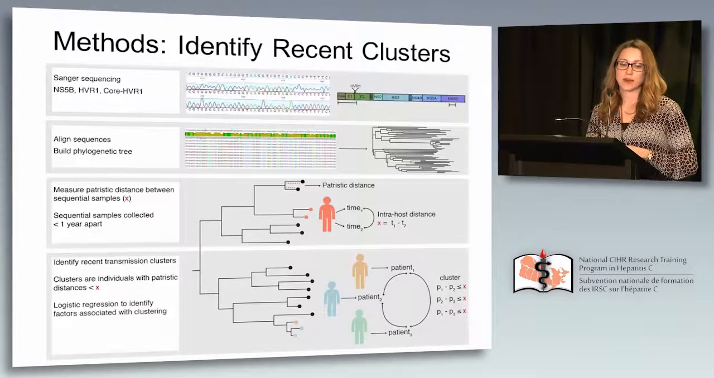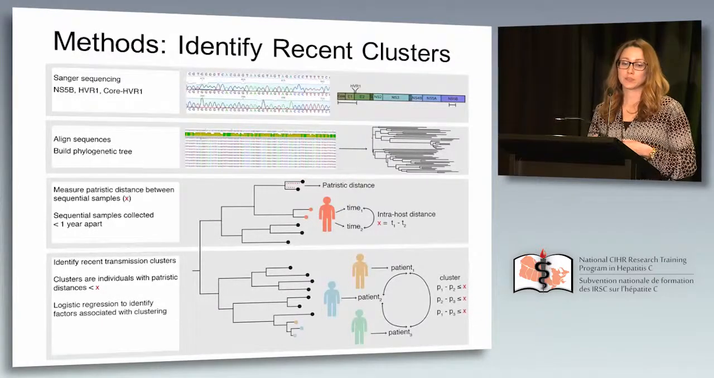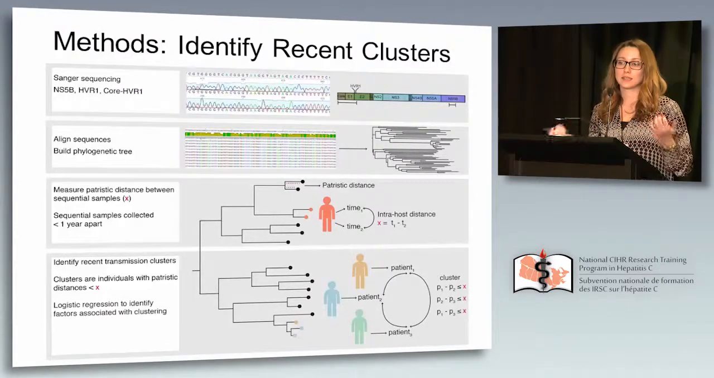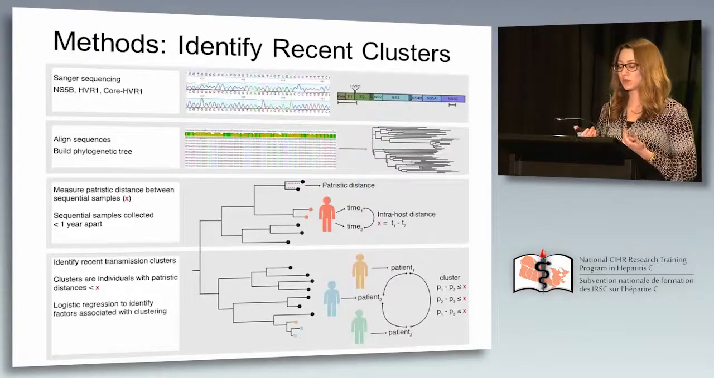Within our tree, we have several individuals that have more than one sequence available, and these sequences were collected less than a year apart. What we do is measure the patristic distance between these two sequences from one individual, and then use that distance to set a cutoff for the entire tree. Any different individuals that have a distance below that distance, as if it came from two sequences from one patient, we consider to be the most recent transmission clusters, because those sequences are going to be so similar to each other.